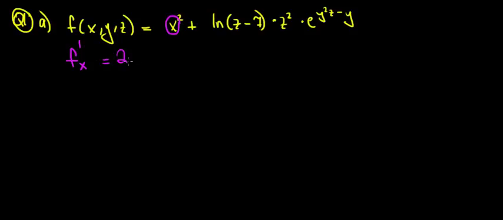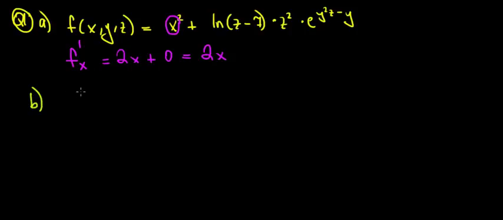From here we have 2x, and from the other term we can see we have no x inside it, so there is nothing to be changed because there is no rate of change, so it's going to be 0. So the derivative of the function with respect to x is just 2x. Let's solve part B as well.